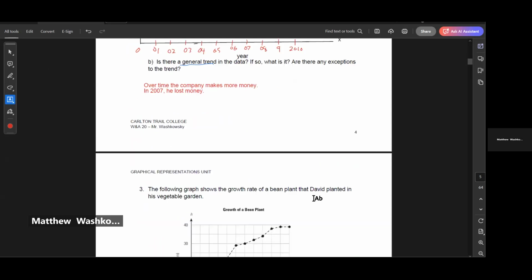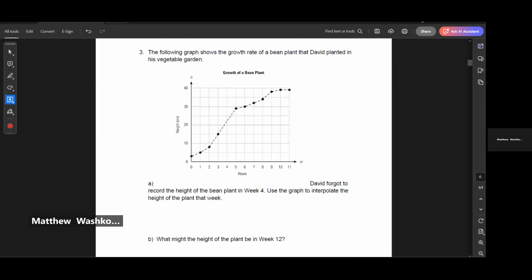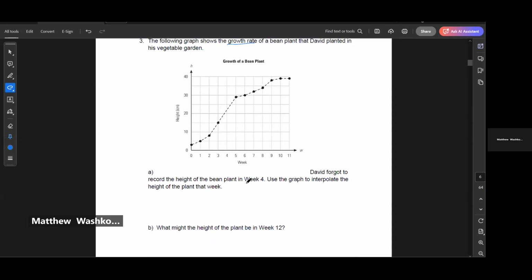Okay, so let's try out question 3 now. The following graph shows the growth rate of a bean plant that David planted in his vegetable garden, right? So you can see here, it's tracking the height and the week. So on week 1, it grew a little bit, grew a little bit, grew a lot, then the growth slowed down a bit. So that's what that graph is showing us. So David forgot to record the height of the bean plant in week 4. We need to use the graph to interpolate the height of the plant that week.